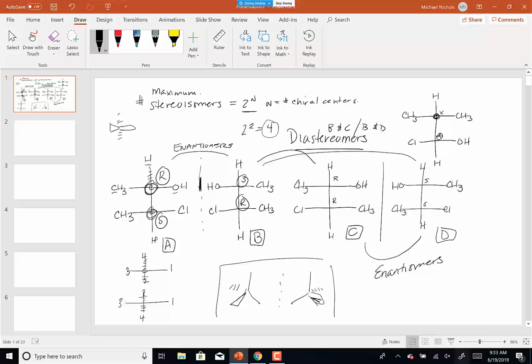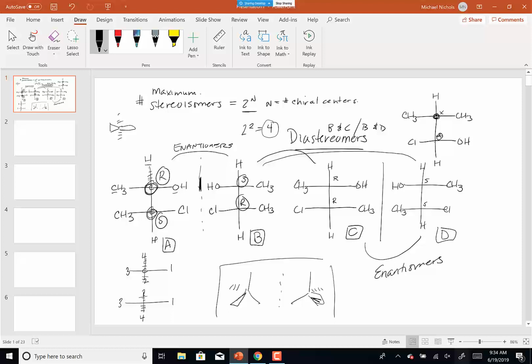So there's more diastereomeric pairs in a set of stereoisomers than there are enantiomers, because each molecule has one and only one enantiomer, but it's got a lot more diastereomers. So when we're starting to expand here, we could have a maximum of 2 to the n number of stereoisomers.